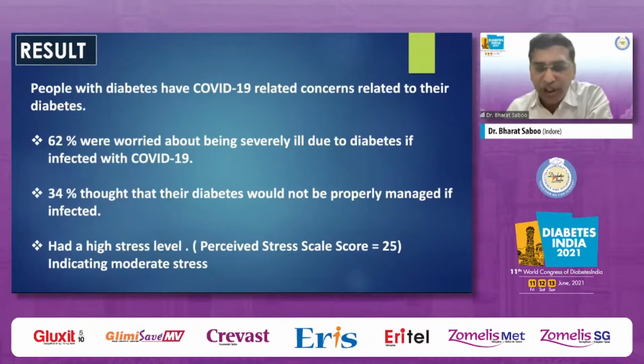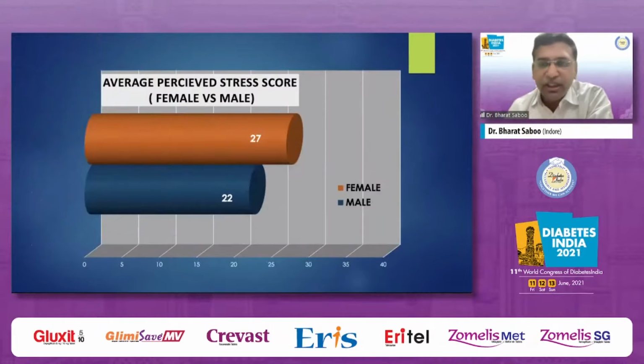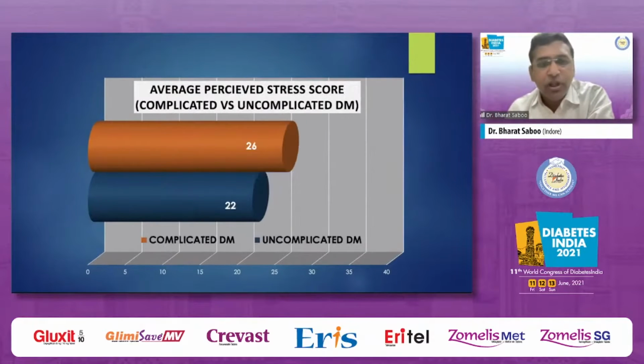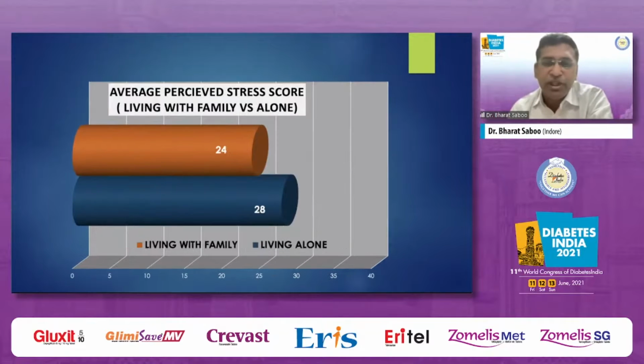The mean PSS score was 25, indicating moderate stress level across all the subjects who were studied. On sub-analysis, we found females to be more stressed than males, which was reflected by a higher PSS value. The type 1 patients had a higher stress level as compared to the type 2 patients. The patients who had complicated diabetes mellitus, defined by having 2 or more micro and macrovascular complications along with diabetes, had a higher PSS score and more stress as compared to uncomplicated diabetic patients. Those who were living with family had a lower stress score as compared to the patients who were living alone. This was a startling fact which came out.